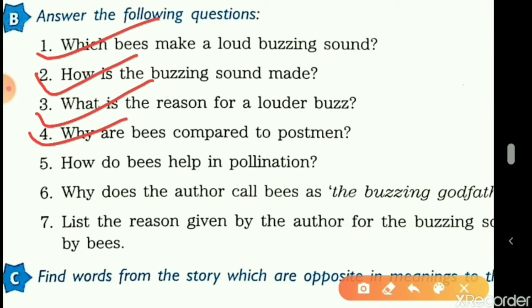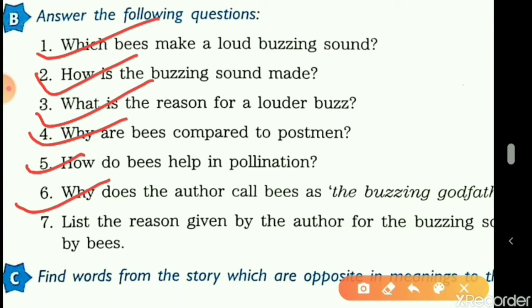Now question number 6, children. Why does the author call bees buzzing godfathers? The author calls bees buzzing godfathers because they are instrumental in the growth of new plants.